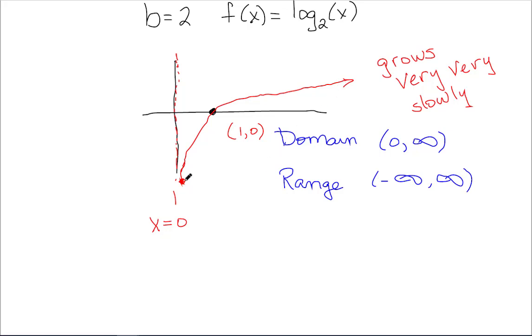And then when you look here at the origin, it runs off toward minus infinity the closer that you get to 0. So the domain for these functions starts at 0, does not include 0, and goes to the right forever. And the range, well, the range is everything. We do have a vertical asymptote here at x equals 0 because the graph never gets there.